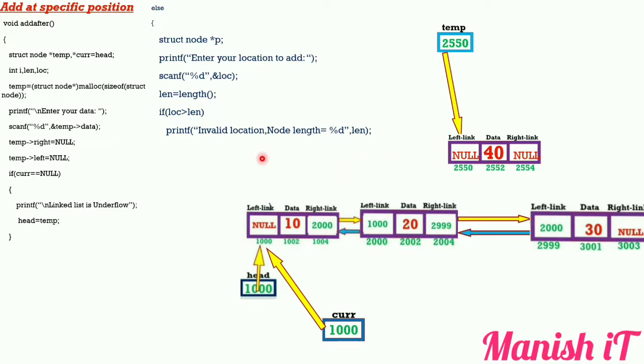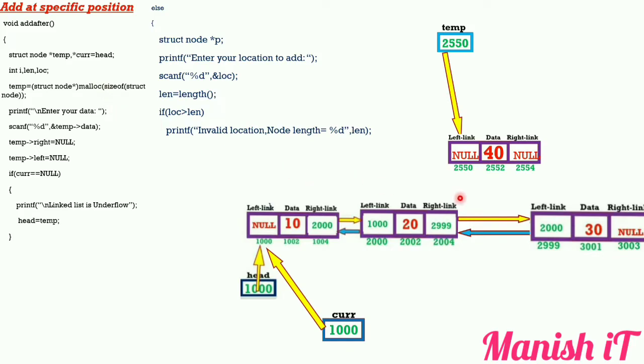So see, after the if, in this case our location is 3 and length is 3. So the if condition fails, and we come to the else part. In that else part we have to write our logic once again.